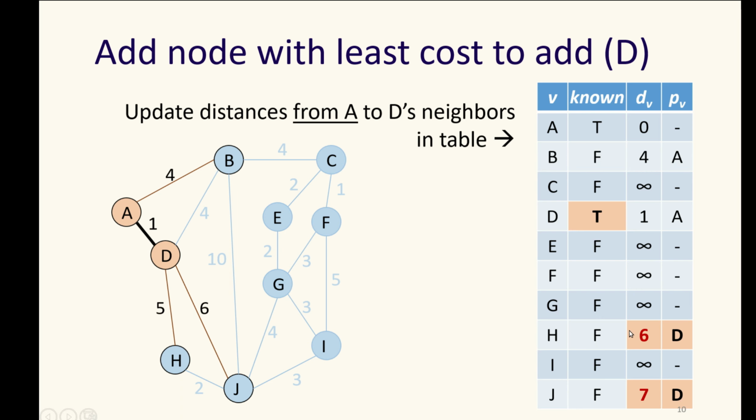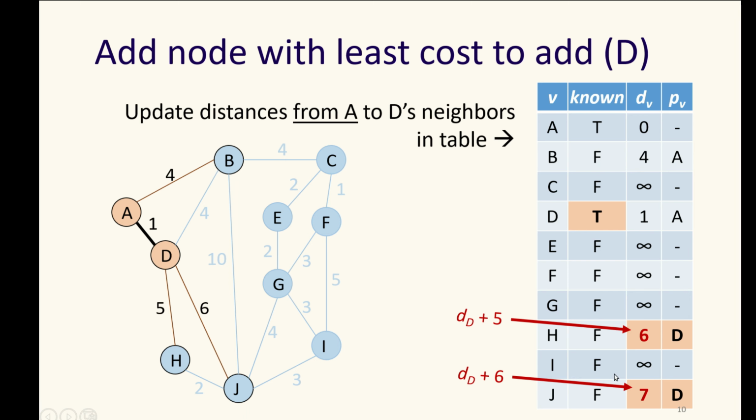So we update their values from infinity to be 6 and 7 because it is the cost of the distance from A to D plus the cost to get to that node, H in this example. So the distance to D was 1, plus the 5 to get to H gives us 6, and the distance to get to D was 1, plus the 6 to get to J gives us 7.